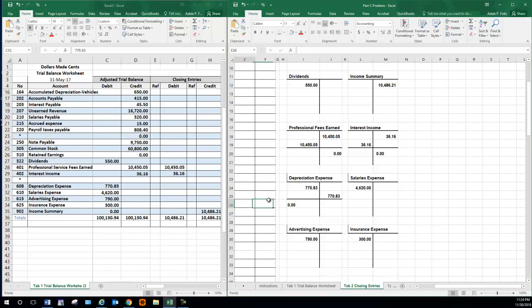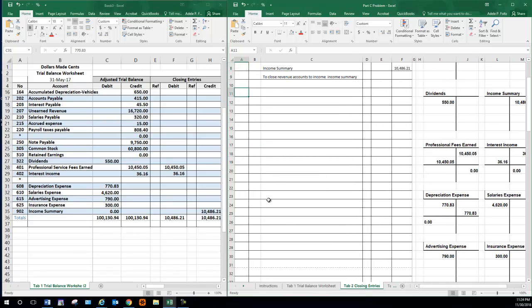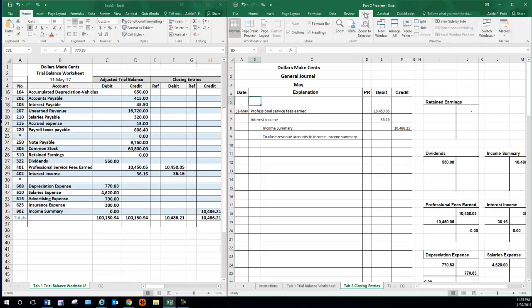Okay, so our date here on our journal entry, let me just freeze those columns. Okay, so in our journal entry here, we're also going to date this 5/31. We're going to close them out at the end of May. The first one we're going to close is depreciation expense, except we are crediting depreciation expense, right? In order to make it 0. It has a debit balance, so we need to credit it by $770.83.